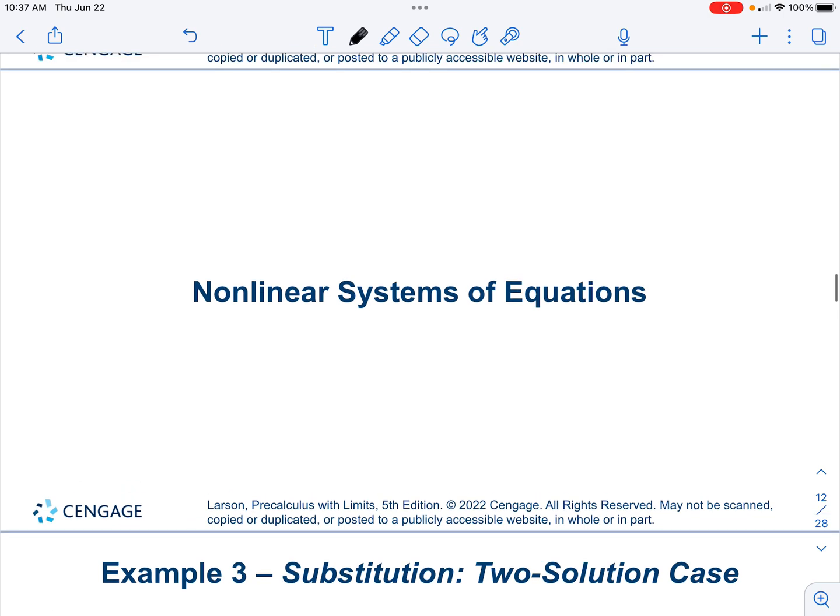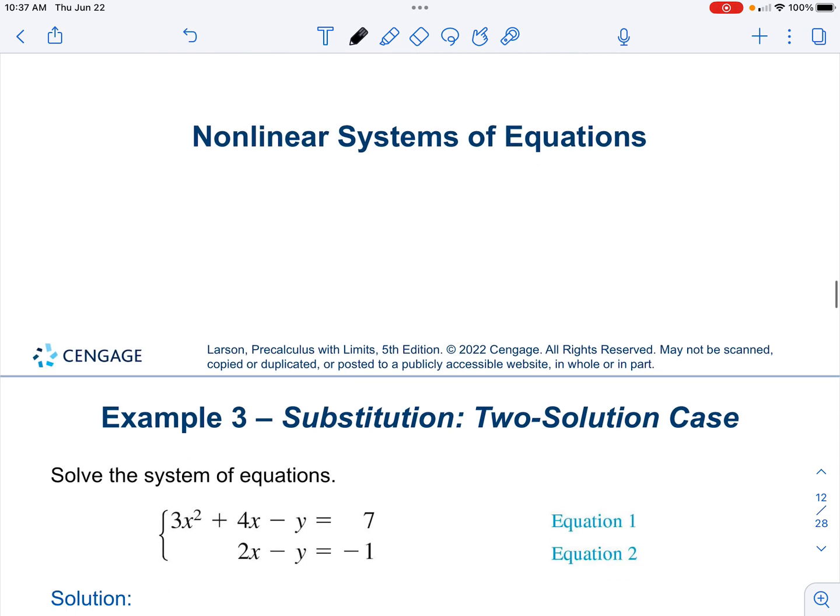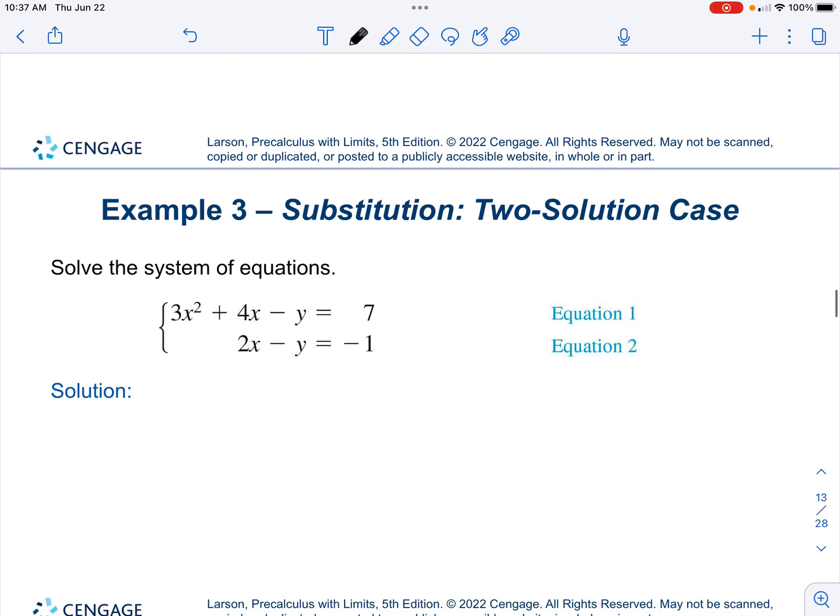All right, a nonlinear system of equations is when one of your equations maybe has an exponent of 2 on one of the variables. Here's an example. We have 3x squared, which means this is a quadratic equation. That means that it will be a parabola on a graph. We don't have the graph of this, but what could happen is you have a parabola and then a straight line. So there's a possibility of having two solutions.